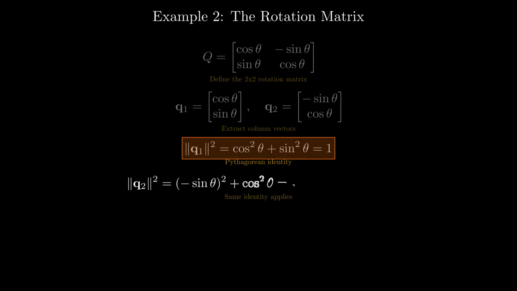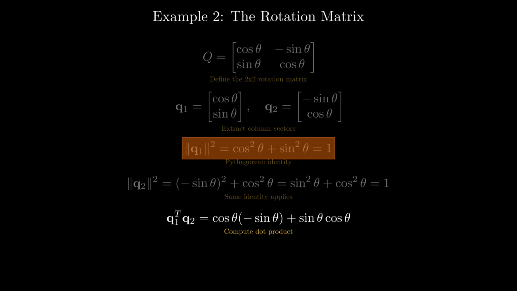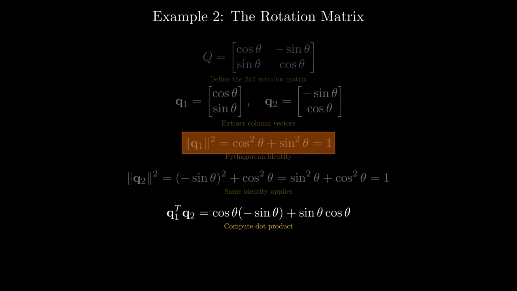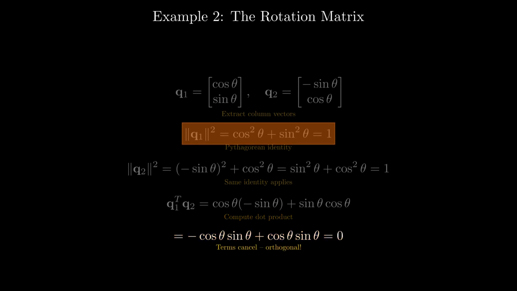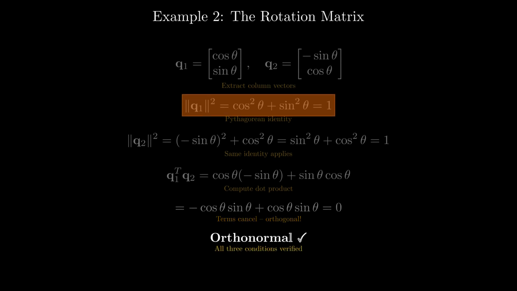Next, the length of Q2 squared: negative sin theta, squared, plus cosine squared theta, which is sin squared theta plus cosine squared theta, also equal to 1. Now for the dot product of Q1 and Q2: cosine theta times negative sin theta plus sin theta times cosine theta. That gives us negative cosine theta sin theta plus cosine theta sin theta, which cancels perfectly to give 0. So the columns are orthonormal. Now for the geometric picture.